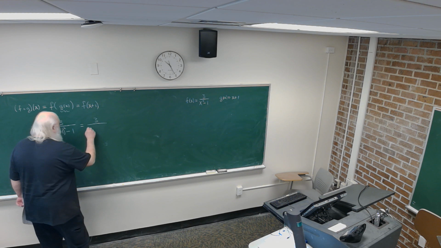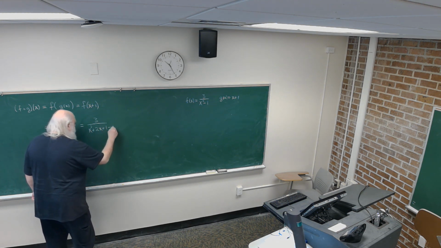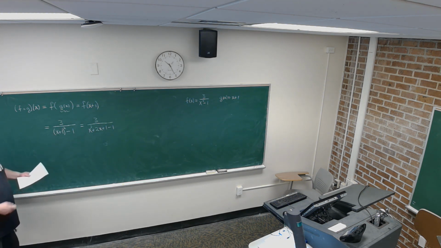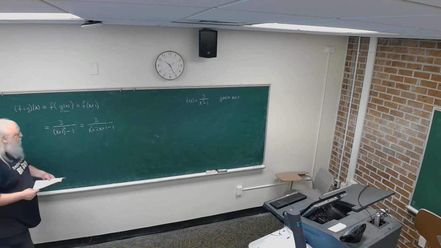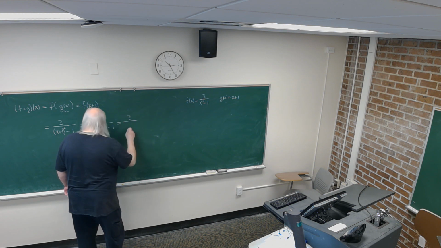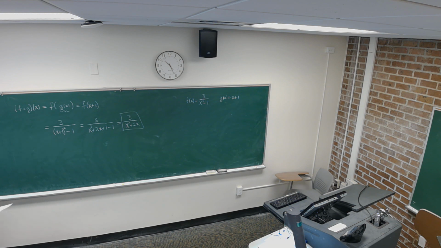So in the denominator, we have x squared plus 2x plus 1 minus 1, right? Don't forget this minus 1 out here. 1 minus 1 is 0. So we're left with 3 over x squared plus 2x. So that's the composition of the function f with g as a function of x. Okay.